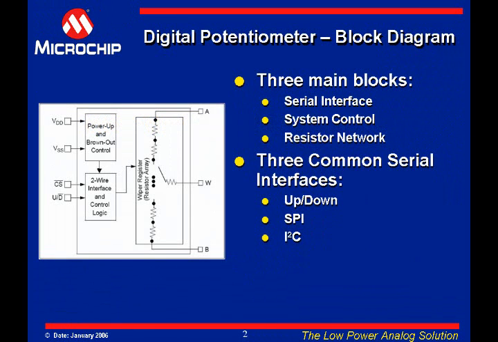A digital potentiometer device has three main functional blocks. These are the serial interface, the system control, and the resistor network. Today we will be focusing on the serial interface. There are three common serial interfaces. These are a simple up-down interface, the SPI interface, and the I2C interface.